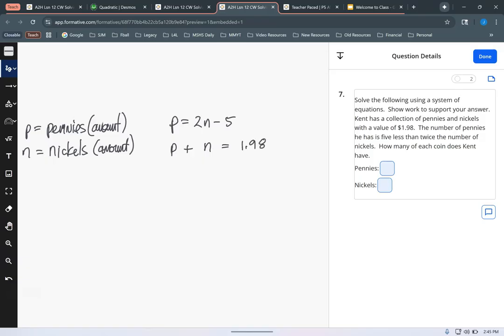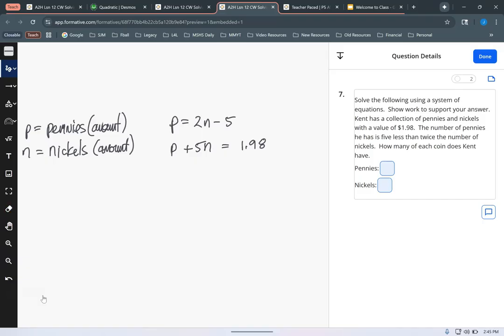The only problem with that is that P and N are like amounts, right? The number of pennies, the number of nickels, but the answer is money. I thought it was like the $5. 5N? What would be 5N? That would make sense, right? Because it'd be the number of nickels times every value of a nickel, right?